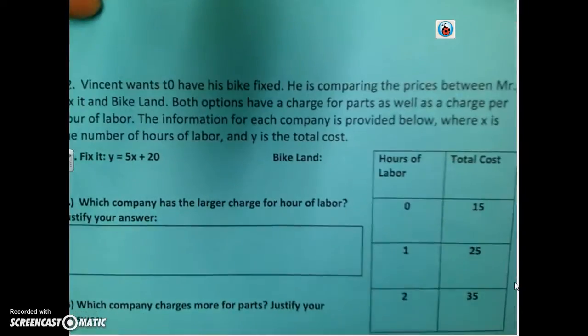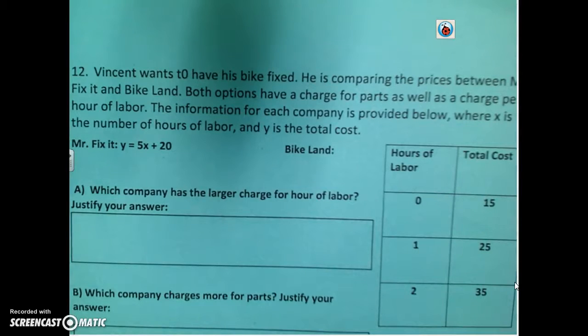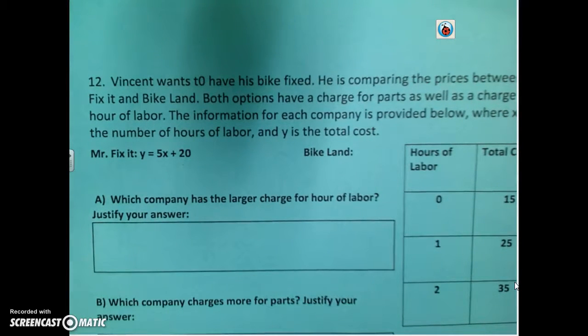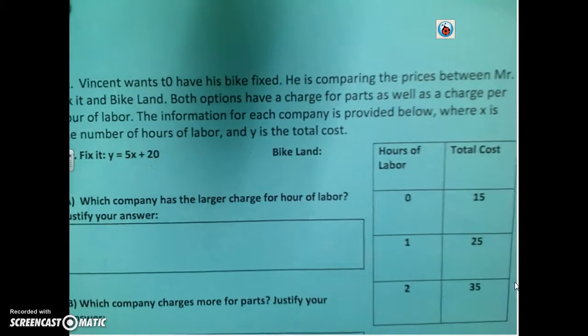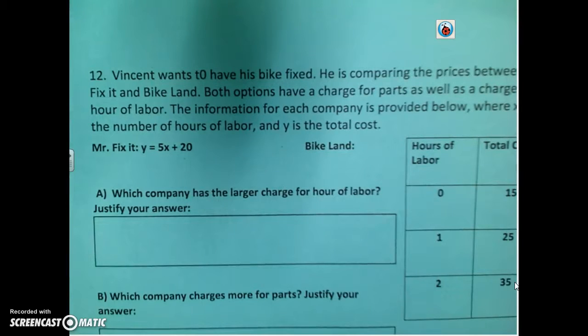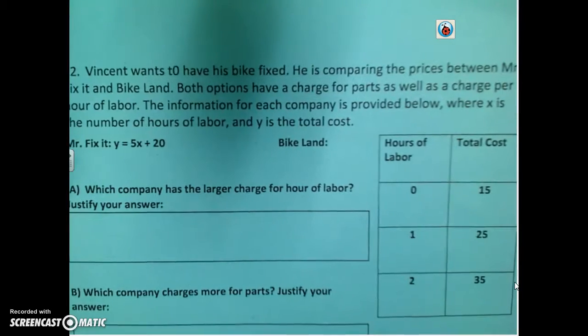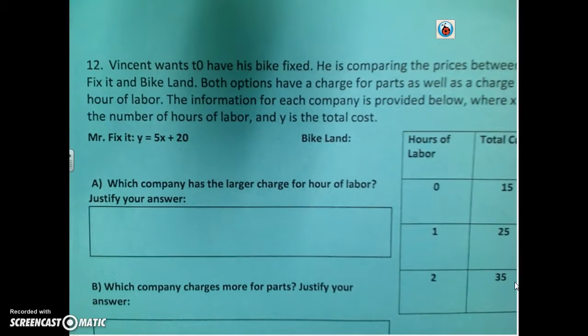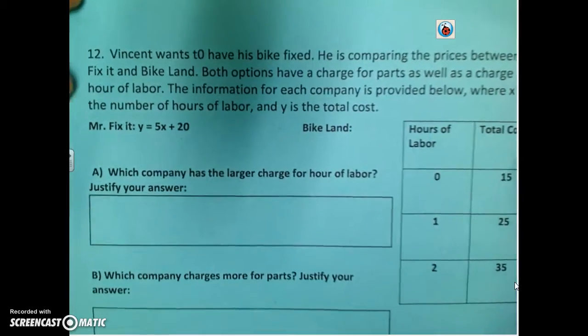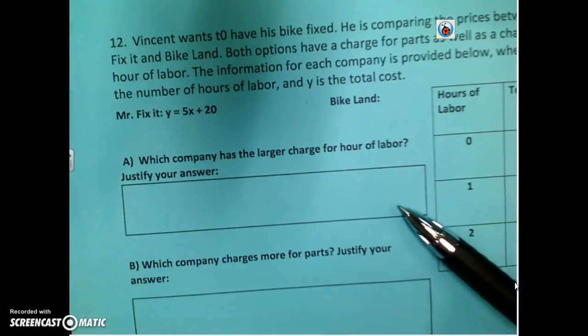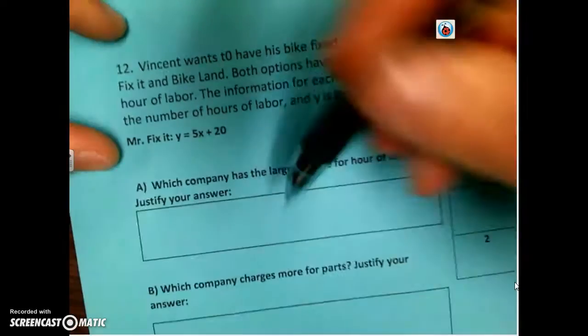All right, a little word problem here for us. Vincent wants to have his bike fixed. He is comparing prices between Mr. Fix-It and Bikeland. Both options have a charge for parts as well as a charge per hour of labor. The information for each company is provided below, where x is the number of hours of labor and y is the total cost. All right, so they give us an equation for one, and for the other one, they give us a table. It wants to know which company has the larger charge per hour of labor.